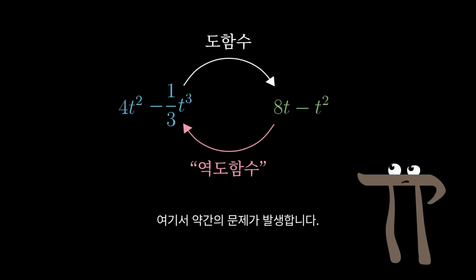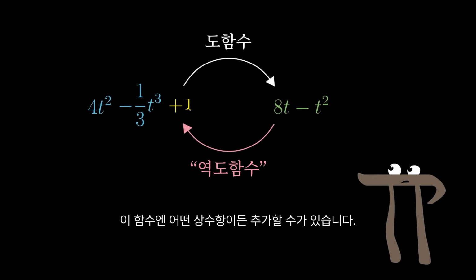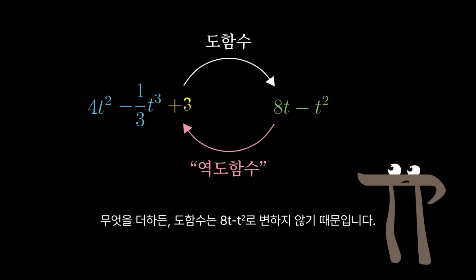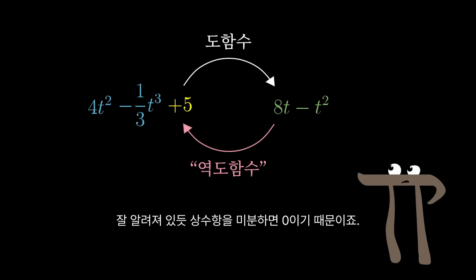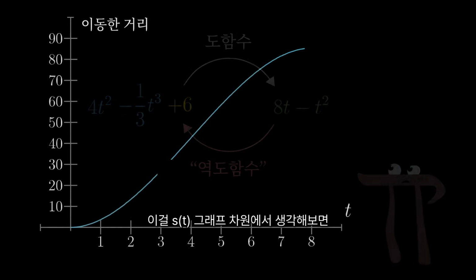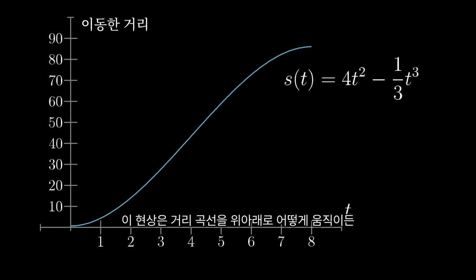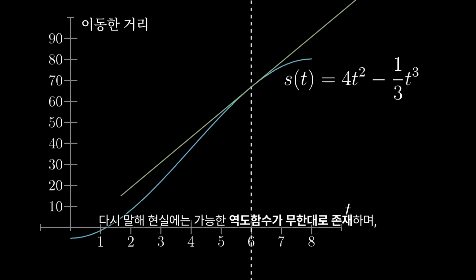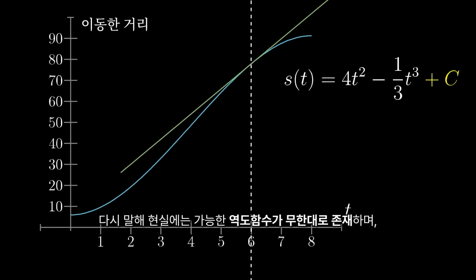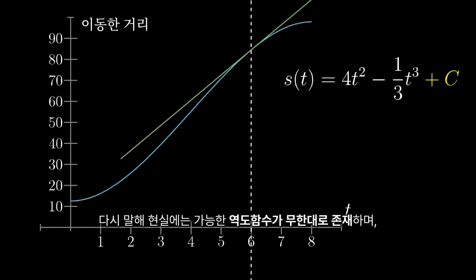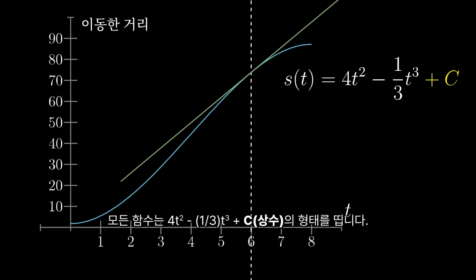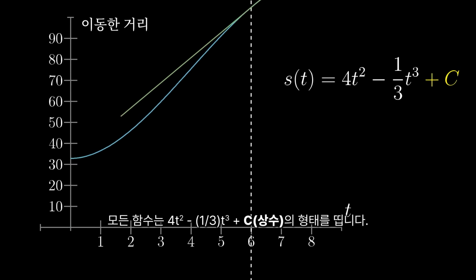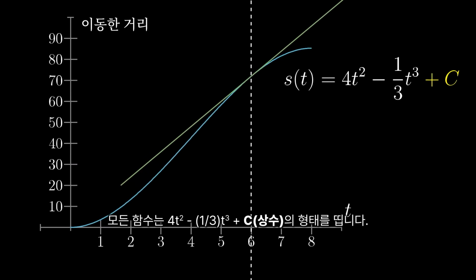But there's a slight issue here. We could add any constant we want to this function, and its derivative is still going to be 8t minus t squared. The derivative of a constant just always goes to 0. And if you were to graph s of t, you could think of this in the sense that moving a graph of a distance function up and down does nothing to affect its slope at every input. So in reality, there's actually infinitely many different possible antiderivative functions, and every one of them looks like 4t squared minus 1/3 t cubed plus c, for some constant c.